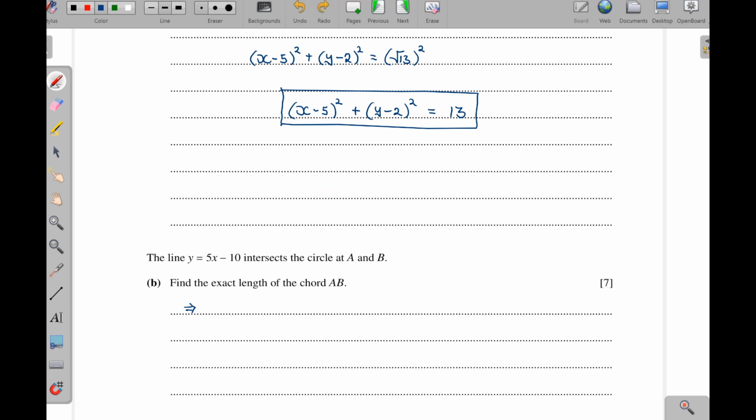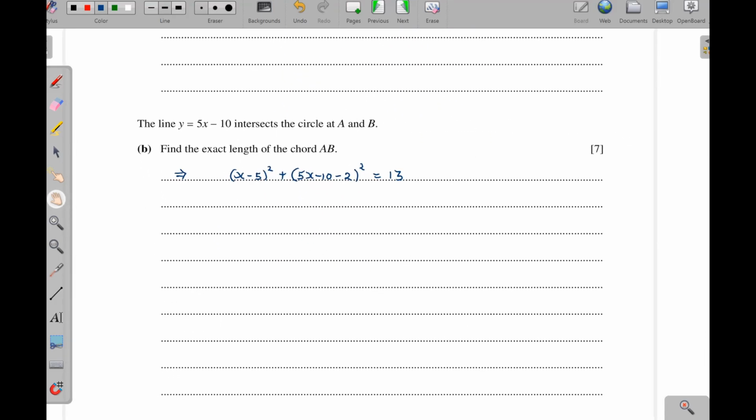So we are going to have (x minus 5) squared, then plus (5x minus 10, but there is also a minus 2 here) squared, then we equate this to 13. We open the brackets and then we form a quadratic equation in x, which we solve to get the two x coordinates, and then we can use them to find the y coordinates. In there, we would have gotten the coordinates of A and B, and then we can go ahead and find the exact length of the chord AB.